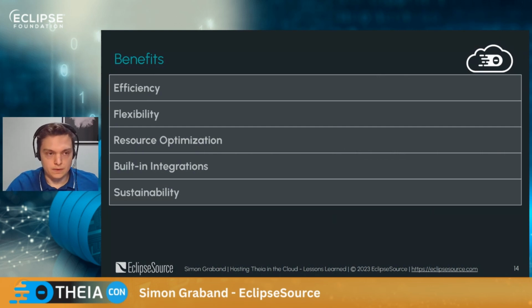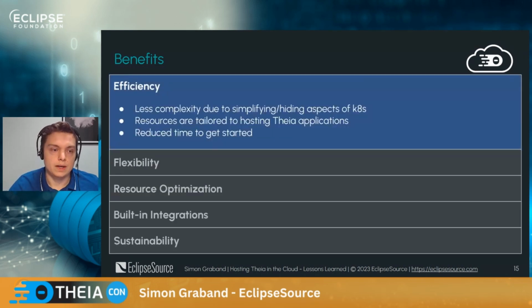So what are the benefits of all of this? First of all, by using Theia Cloud, you will gain a lot of efficiency because you need to deal with less complexity, since it hides a lot of aspects of Kubernetes or simplifies them. The resources that you are dealing with are tailored to hosting Theia applications. And overall, you will just get a reduced time to get started because you don't need to deal with all of the stuff that I just mentioned, and maybe only advanced topics need to be investigated.